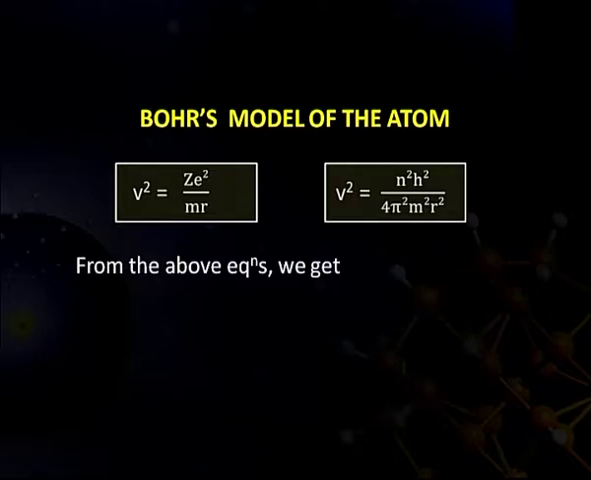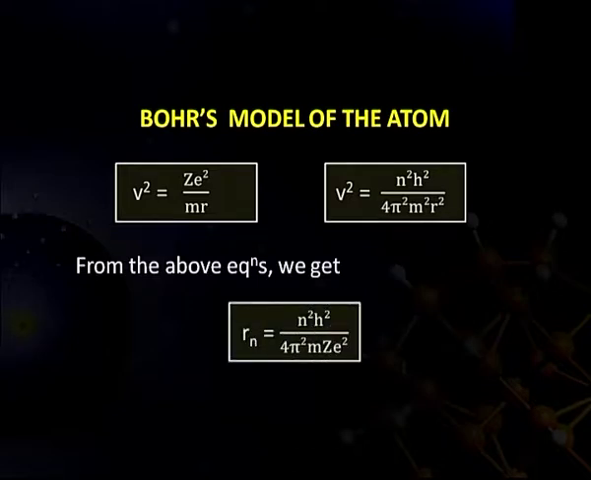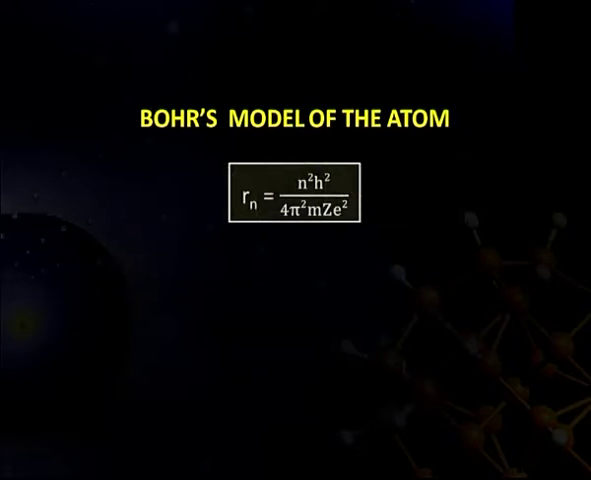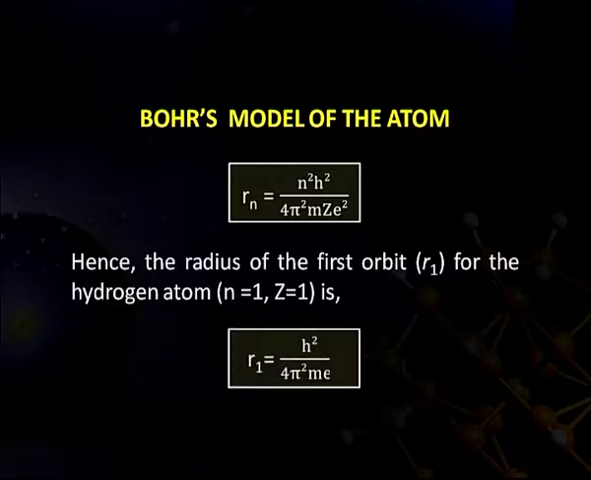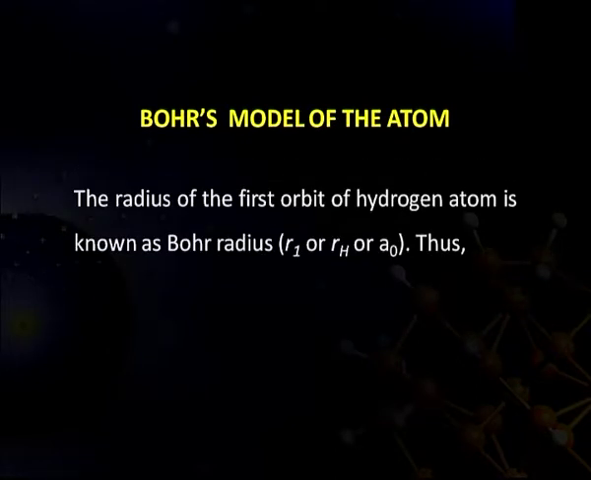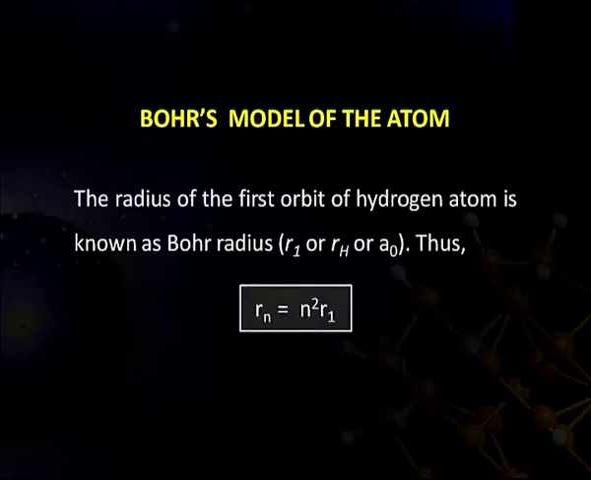From the above equations we can get rn is equal to n square h square upon 4 pi square m Ze square. Hence the radius of the first orbit r1 for the hydrogen atom, n is equal to 1, Z is equal to 1, can be calculated. This gives r1 is equal to h square upon 4 pi square m e square. The radius of the first orbit of the hydrogen atom is known as the Bohr's radius, r1 or rH or a0. Thus, rn is equal to n square r1.